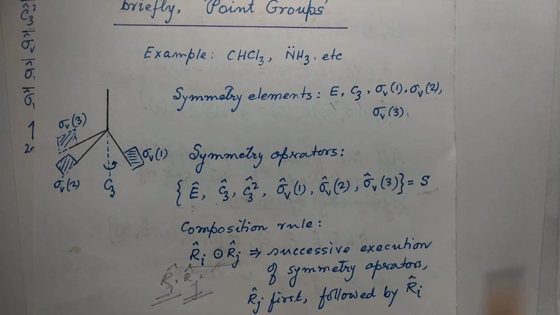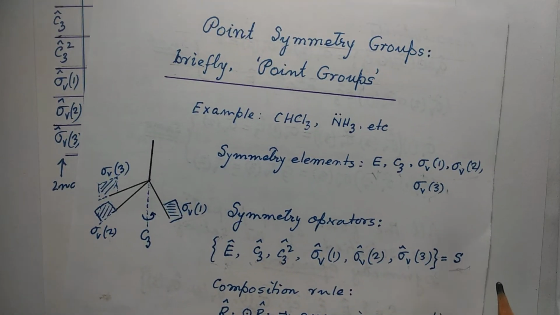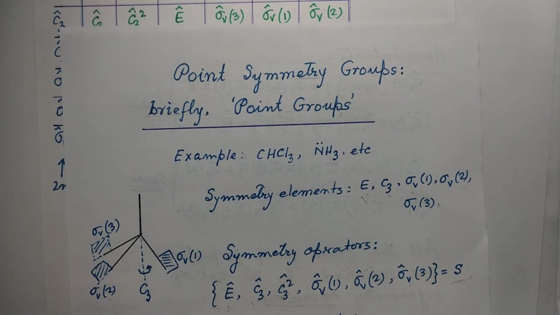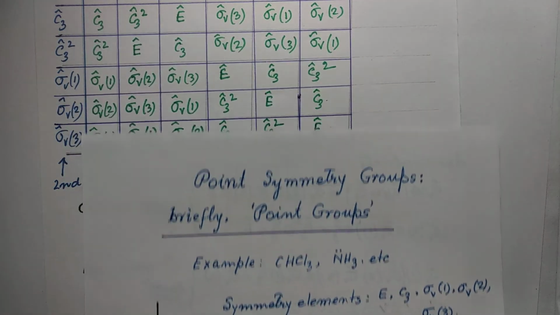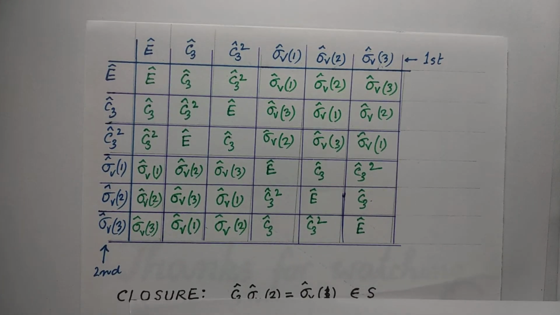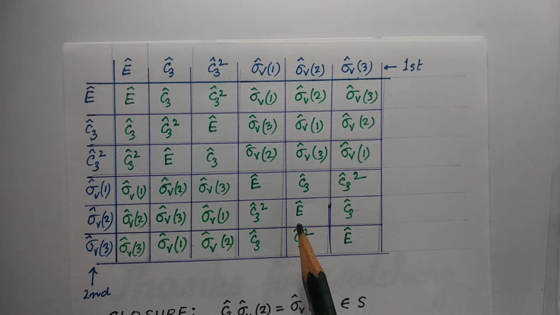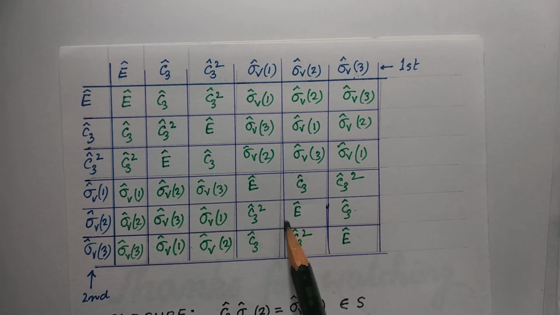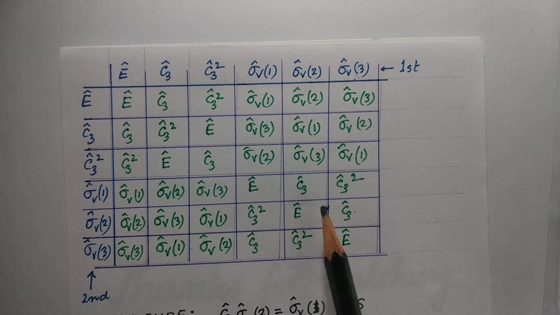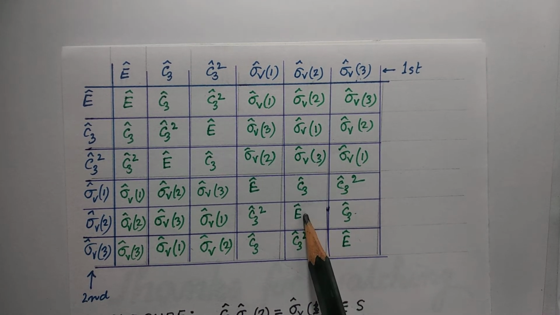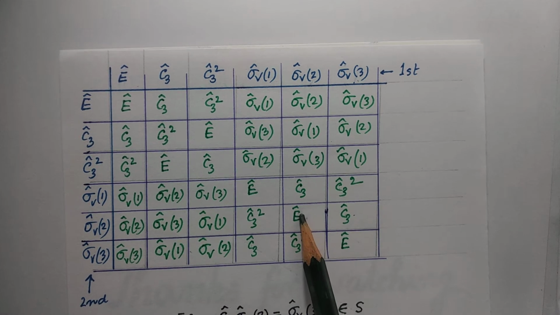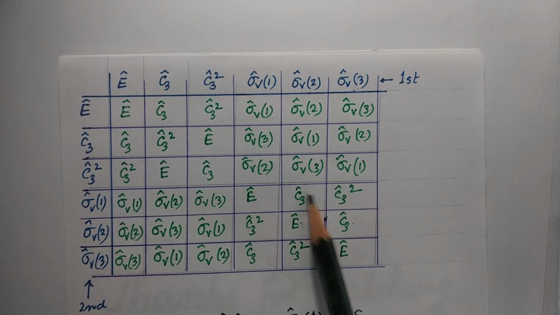Now, using such a combination rule, that is symmetry multiplication, one can construct a symmetry multiplication table. I discussed construction of such tables in one of my earlier videos. The link is given in the description box. You may find it there, the construction of this table.